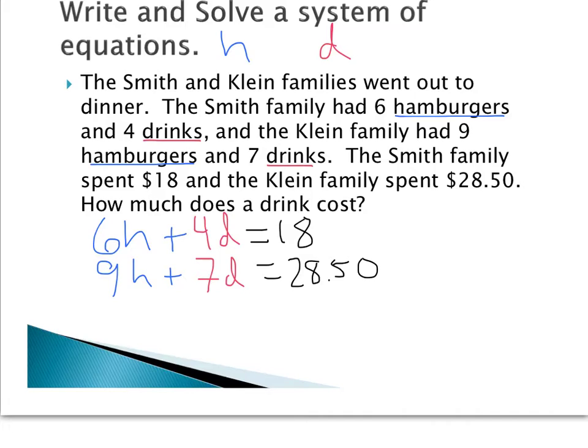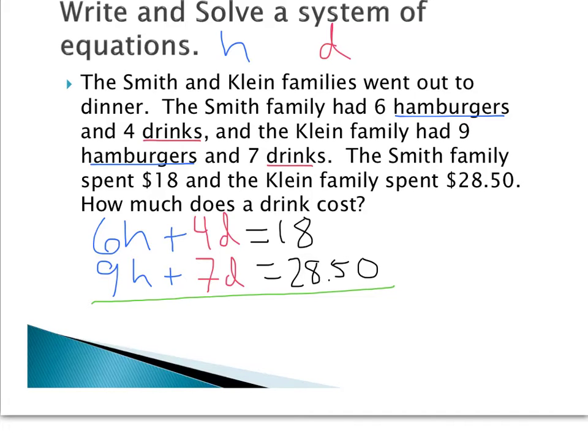Alright, now the way I like to solve these problems is by using elimination. You can use substitution, but I feel like it gets a little bit messy sometimes with substitution, so I'm going to go ahead and use elimination here. So for this one, let's find our least common multiple. Between 6 and 9, I know I can multiply 6 by 3 and 9 by 2 to get 18. So why don't we use that?